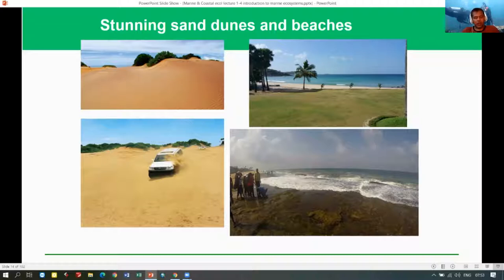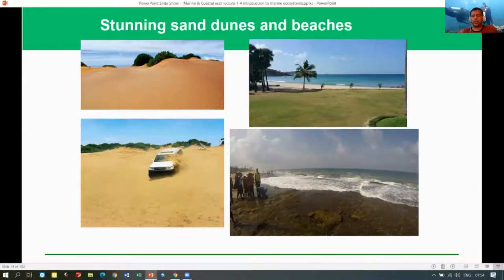But when we talk about the Sinharaja forests or the Amazon, they are considered the main carbon dioxide sinks. Of course, these forests are important, but they are not really the best carbon sinks. The ocean, mainly the mangroves, seagrass beds, then the coral reefs, absorb a lot more carbon dioxide than anything else. Right, so that's where the importance of studying these marine and coastal ecosystems comes in.